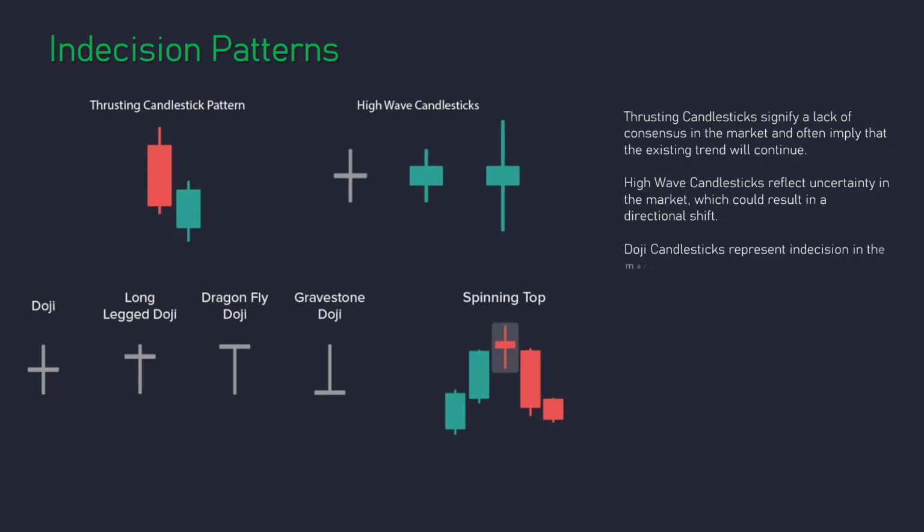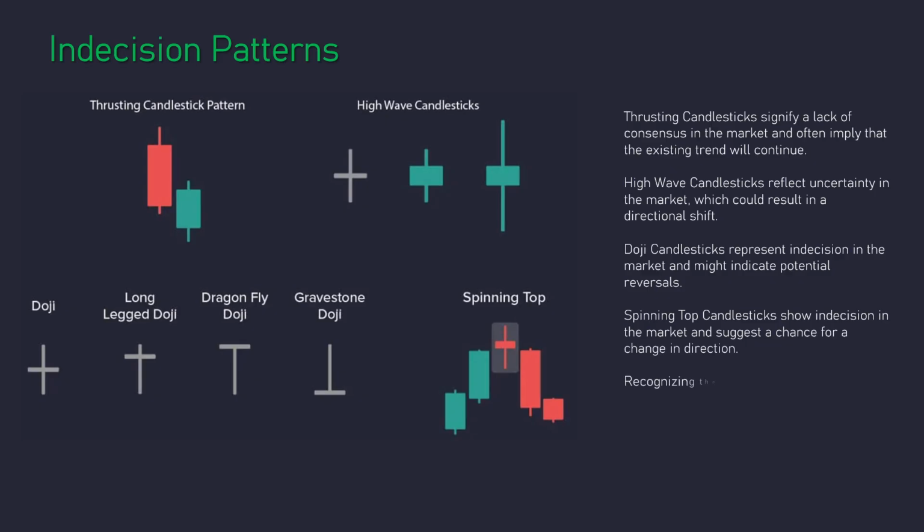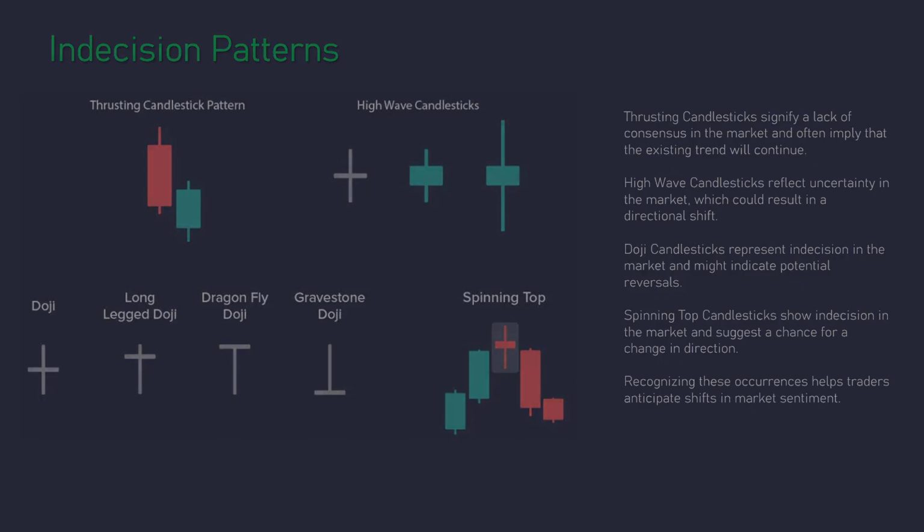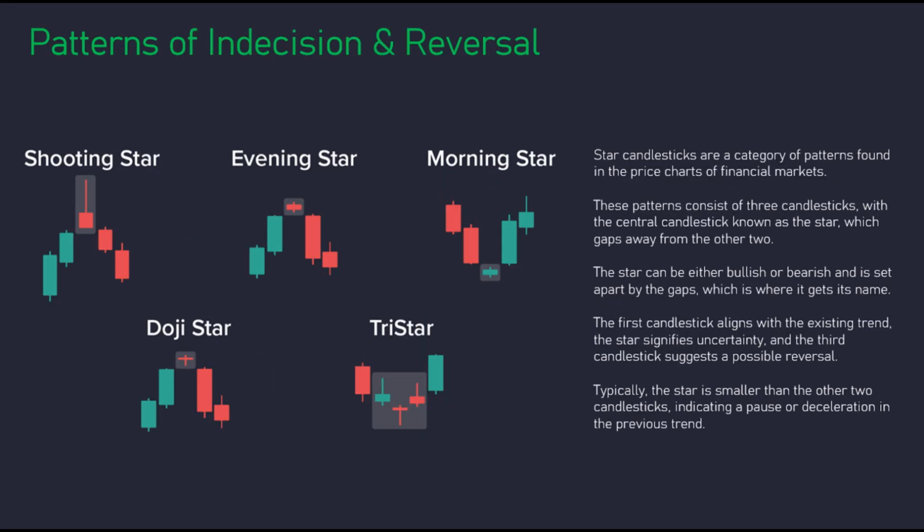Doji candlesticks are characterized by thin bodies and long wicks, signifying indecision and potential reversals. These patterns suggest a market pause or hesitation before a possible move in either direction. Spinning top candlesticks also feature thin bodies and long wicks. But unlike dojis, they have short wicks compared to their height, indicating indecision and the possibility of a directional change. Recognizing these patterns helps traders adapt to market changes and make informed decisions.